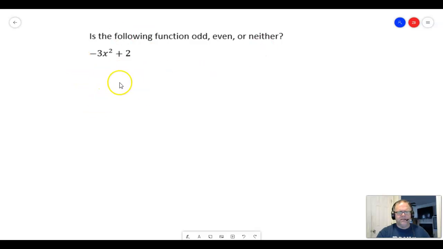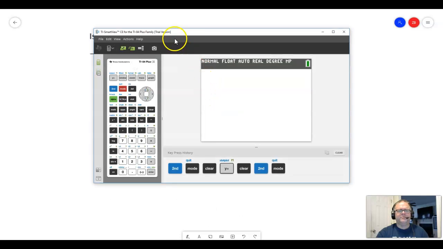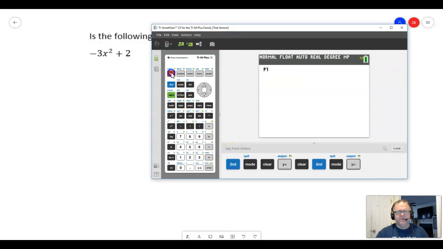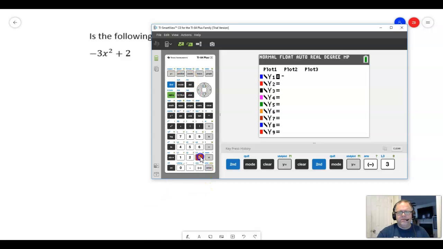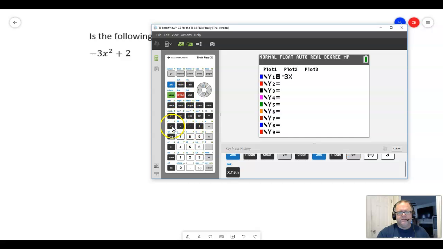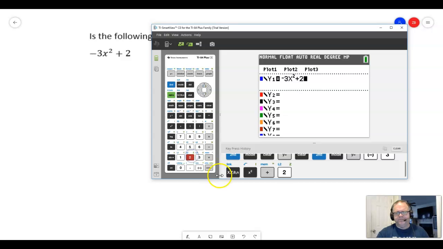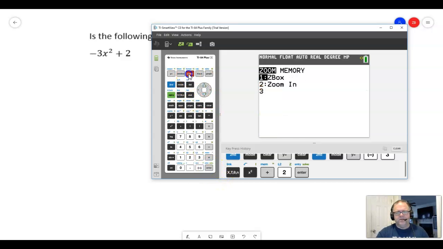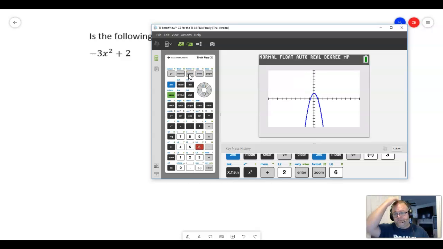So once again, like a lot of the problems we've done, the first thing I like to do is just graph it to see if it looks like it's going to fit one of these odd, even, or neither criteria. And that's what I'm going to do here. So I'm going to pull up my calculator, go over to y equals, and put negative 3x squared plus 2. Let's go ahead and zoom standard. And this looks like a parabola whose vertex is on the y-axis.